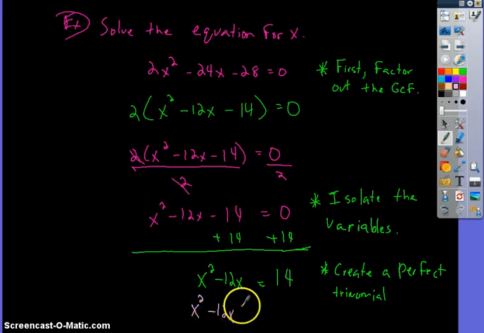You have to take half of b, squared. I'm just going to do it in my head. Negative 12 divided by 2 is negative 6. You square that, it's 36. So it's going to be 14. You have to add that 36 over here as well.